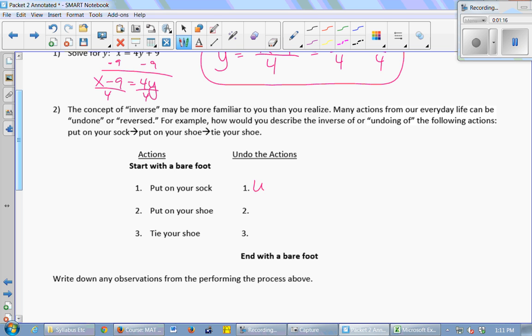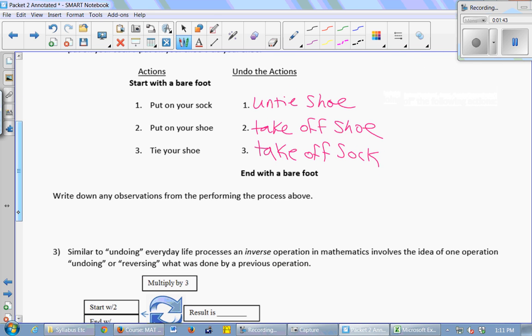Untie your shoe, followed by take off your shoe, and then lastly, take off your sock. Right? And then you end barefoot, which is where you started originally. So what do you notice about the actions that you have to take to do something versus undo something? Yeah, you got to reverse the order.